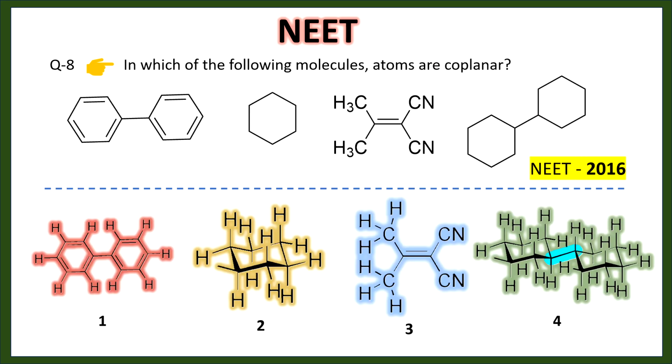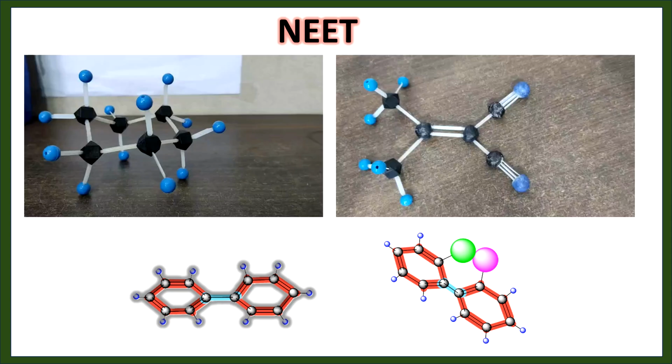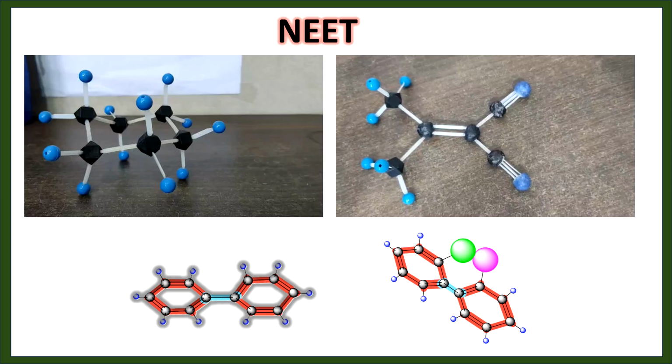Now question number 8. Which of the following molecules have all atoms co-planar? These are the molecules. Here all atoms are sp2. This is a biphenyl system, and sp2 means it is all planar. This is sp3. Here also sp3 carbons are there, and all of this is sp3. You can see the clear image. You can see this is flat on the plane. This is not flat. This is also not flat. This is also not flat. You can see this here in the video.